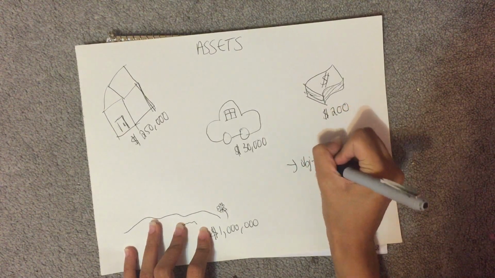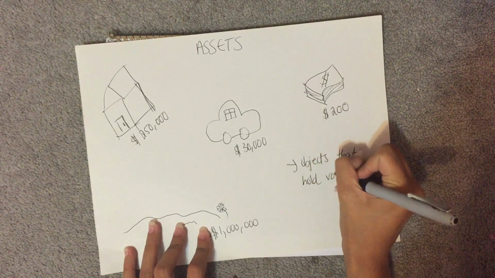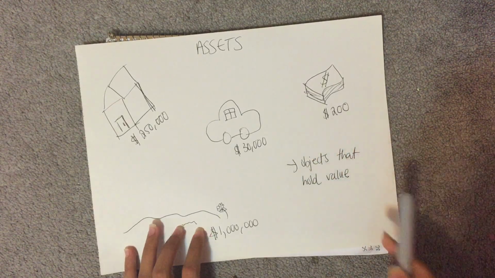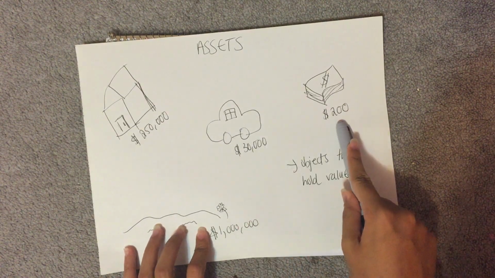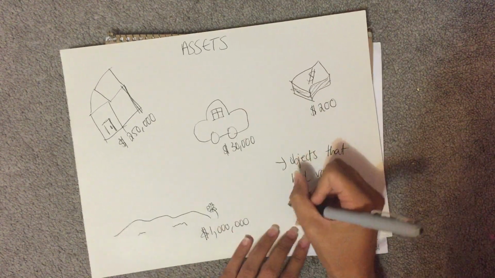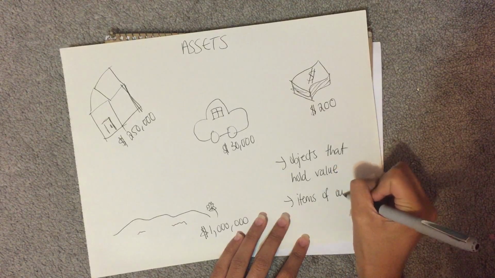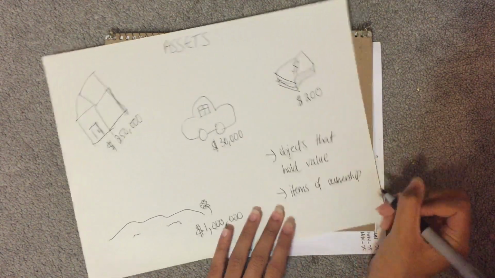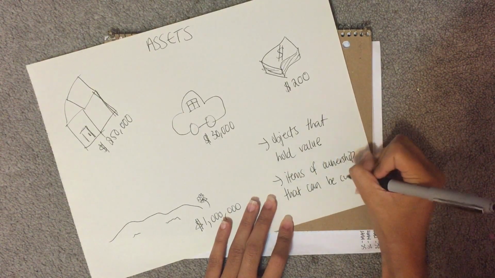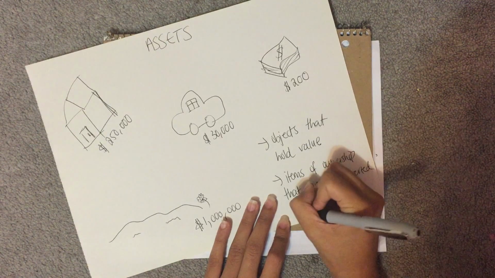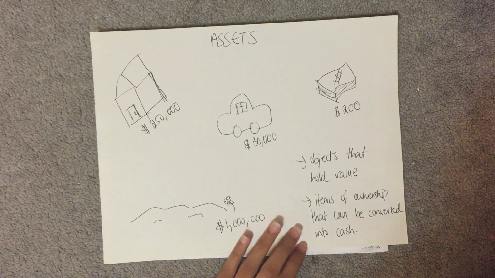So objects that hold value are assets. What else do these have in common? Well, the values we place on these different assets are cash values, money values. And we own them. So items of ownership that can be converted into cash. That's all assets are. They're things we own that are valuable.